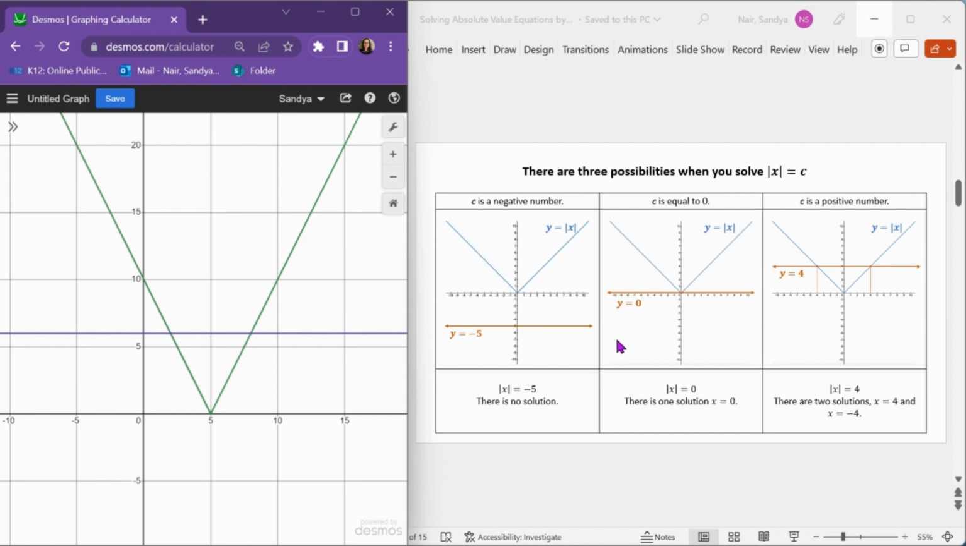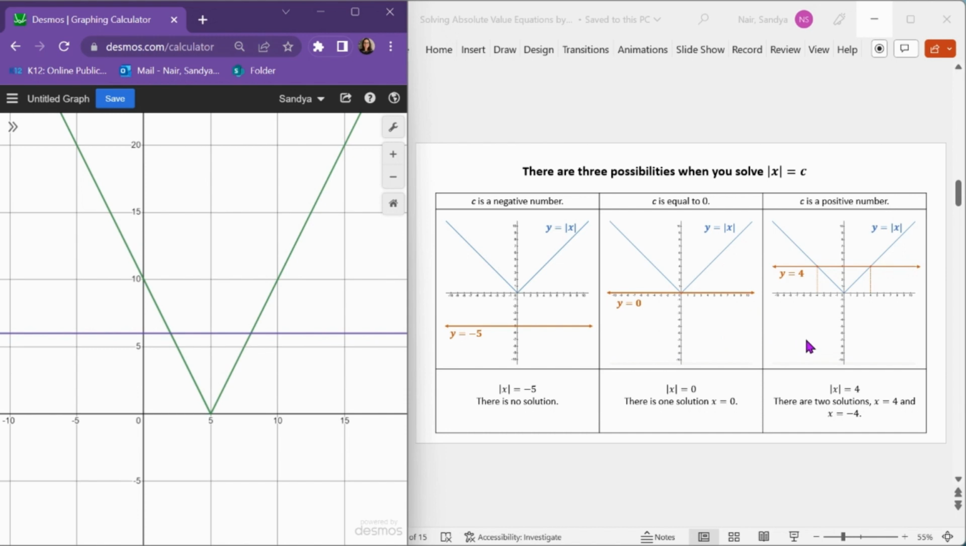If we have c equal to 0, like if we have the absolute value of x equals 0, we know that there's one solution, x equals 0. Well, if I graph the left side of the equation, y equals absolute value of x, and the right side of the equation, y equals 0, notice that there is one intersection point at x equals 0.